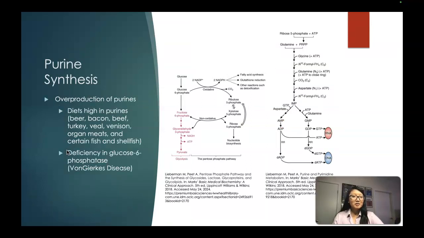Now, overproduction or increased purine synthesis can be due to diet or deficiencies that cause the accumulation of purine substrates. For example, in von Gierke's disease, there is an accumulation of glucose 6-phosphate due to a deficiency of glucose 6-phosphatase. High amounts of glucose 6-phosphate will be shunted to the pentose phosphate pathway, and this will lead to an increased production of ribose 5-phosphate, which is one of the substrates for purine synthesis. Increased purine production means that there will be increased purine degradation and elevated uric acid in the blood and urine.